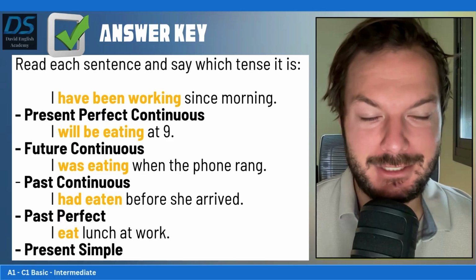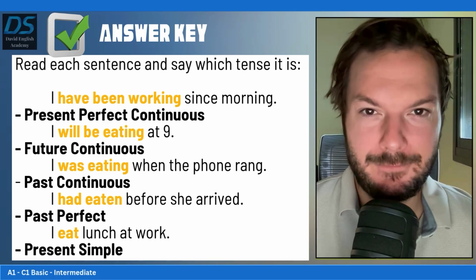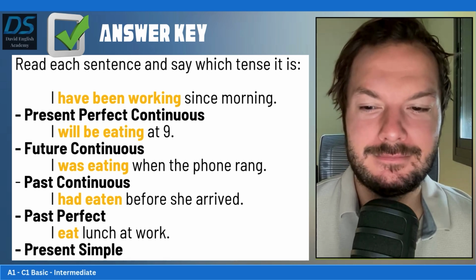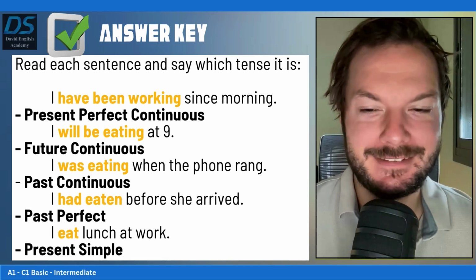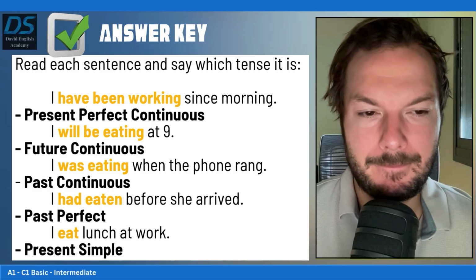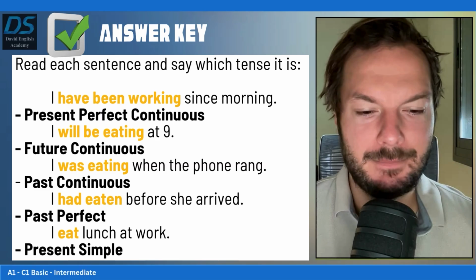That's the past continuous. Number 4, "I had eaten before she arrived." That's the past perfect. And number 5, "I eat lunch at work." This is the present simple.